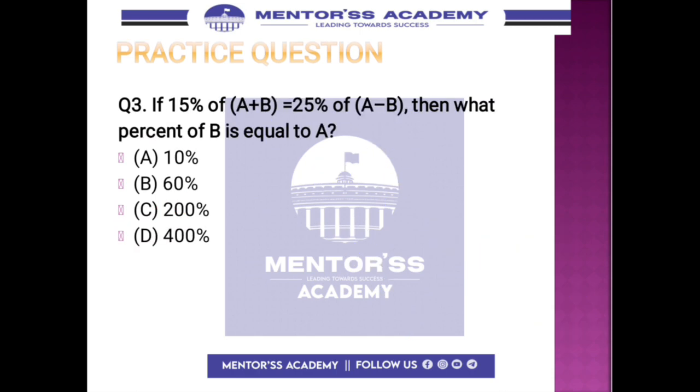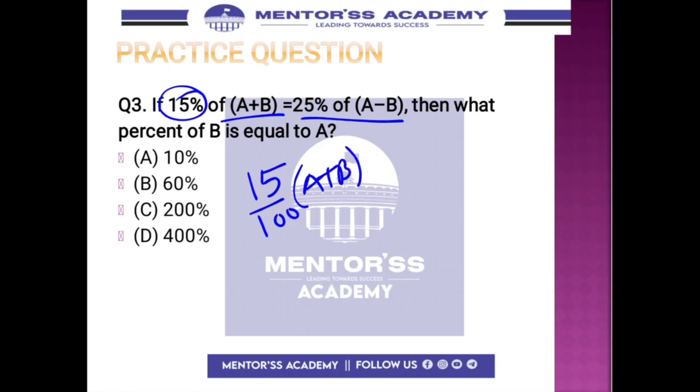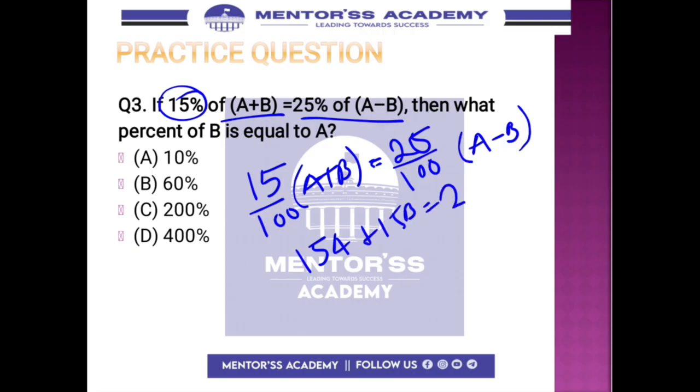Moving on to the next question. If 15% of a plus b is 25% of a minus b, then what percent of b is a? Read the question very carefully. If 15% of a plus b equals 25% of a minus b, let's simplify this. It would be 15a plus 15b equals 25a minus 25b. That would be 10a equals 40b.